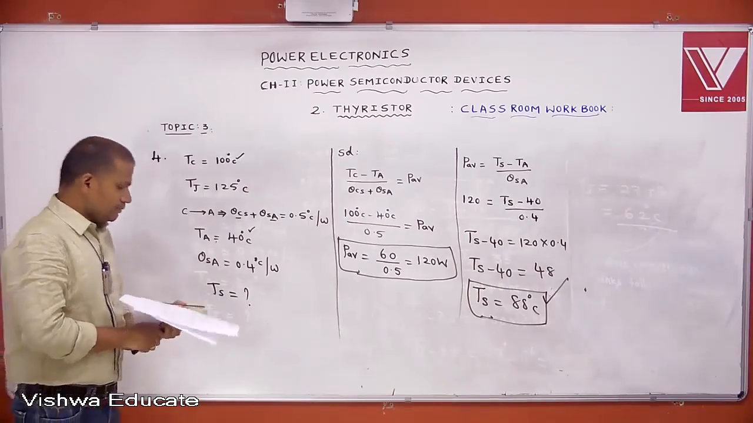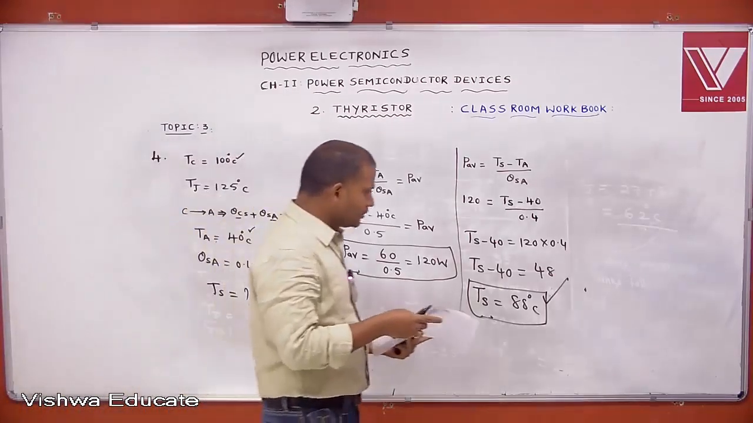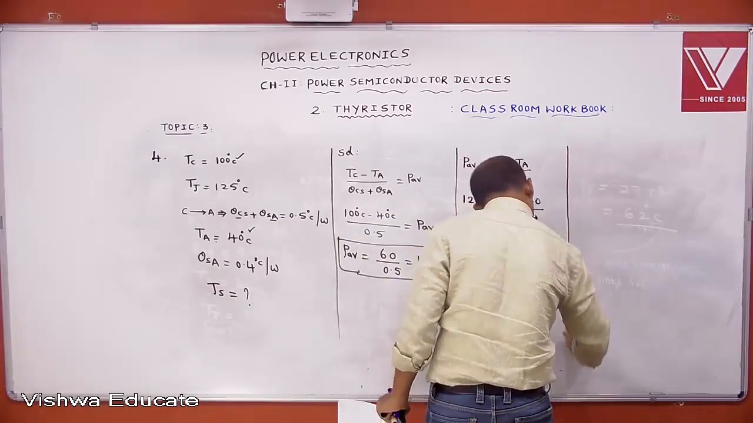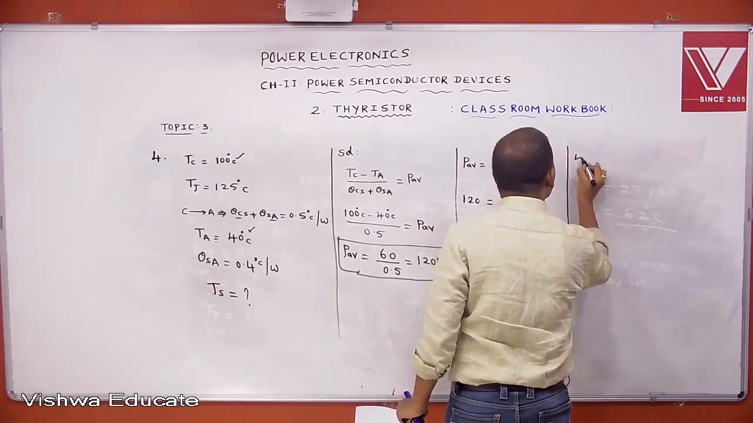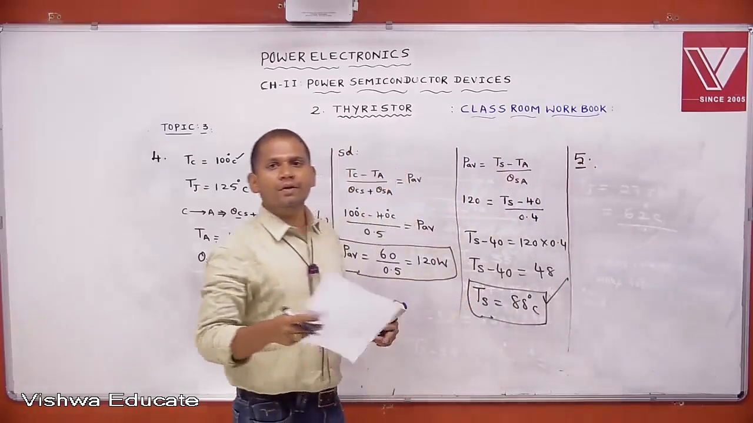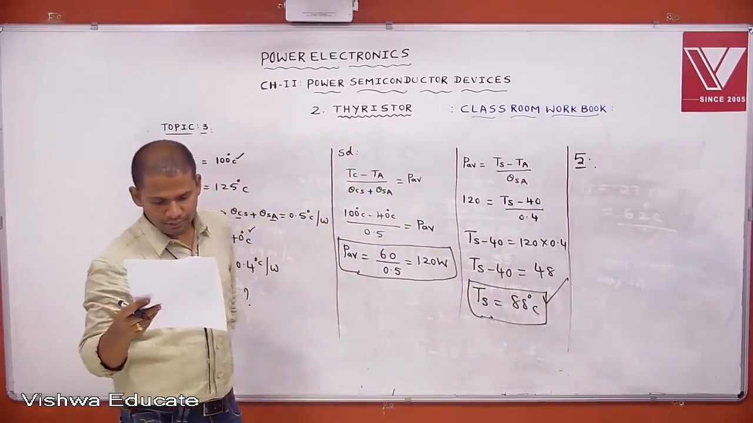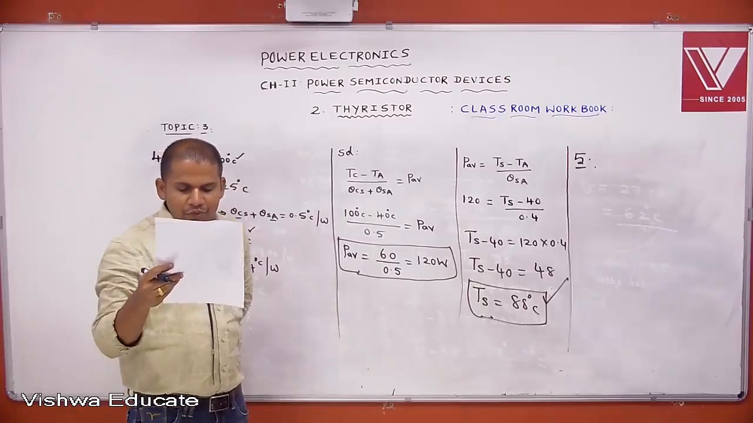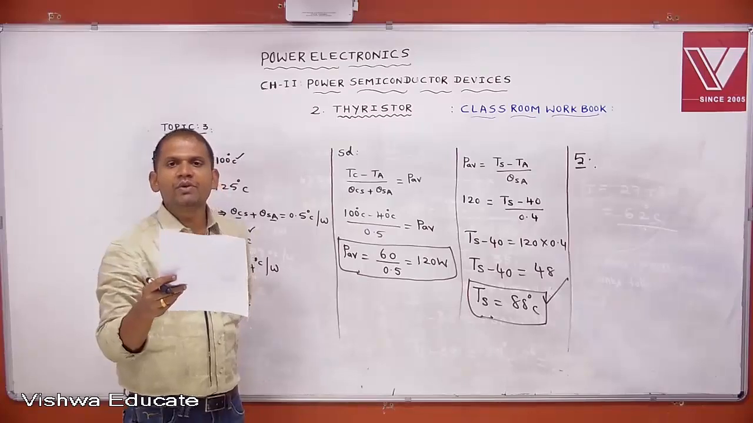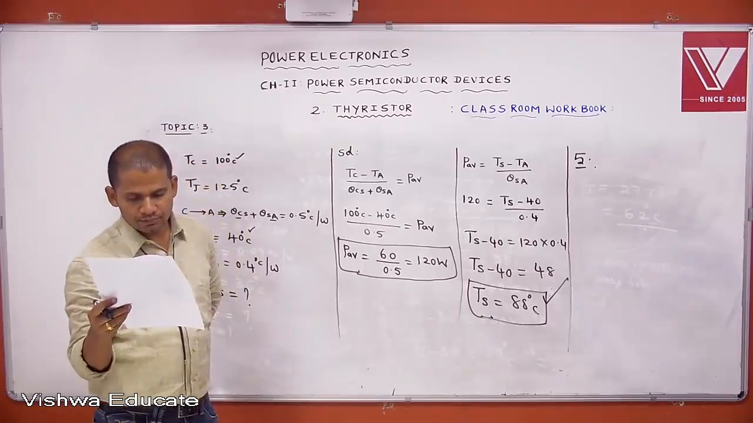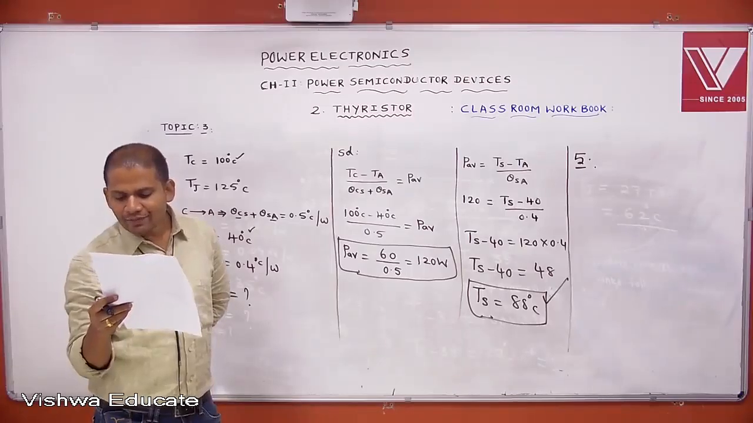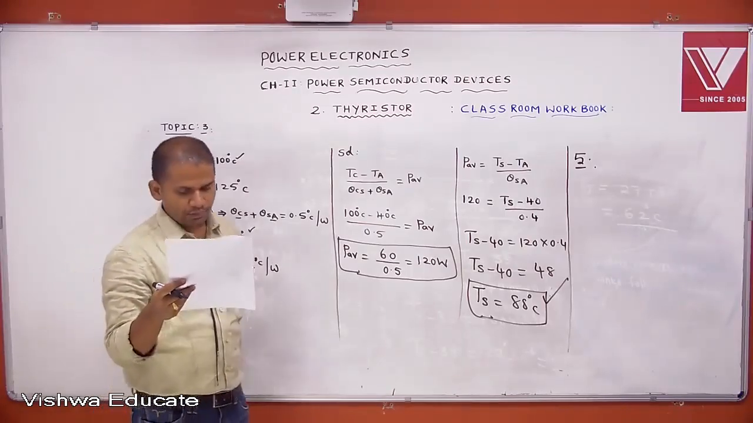See the next question, that is question number 5. Questions 5 and 6 are totally theory questions. Question number 5, concentrate, read the question. Snubber circuits are used to protect thyristor from which of the following?